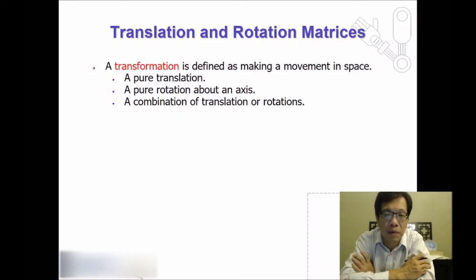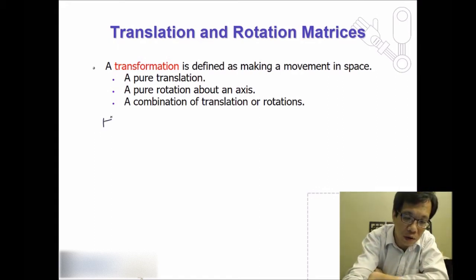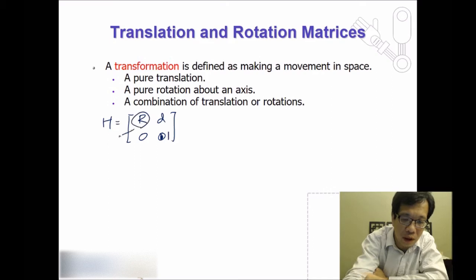So let's talk about translation and rotation matrices. Keep in mind, a transformation is defined as making a movement in space, which means we are combining translation together with rotation. So the homogeneous transformation, by definition, is going to be R0 over here, D over here. This one is 1. So this one over here is defining the rotation. This one over here is defining the translation.